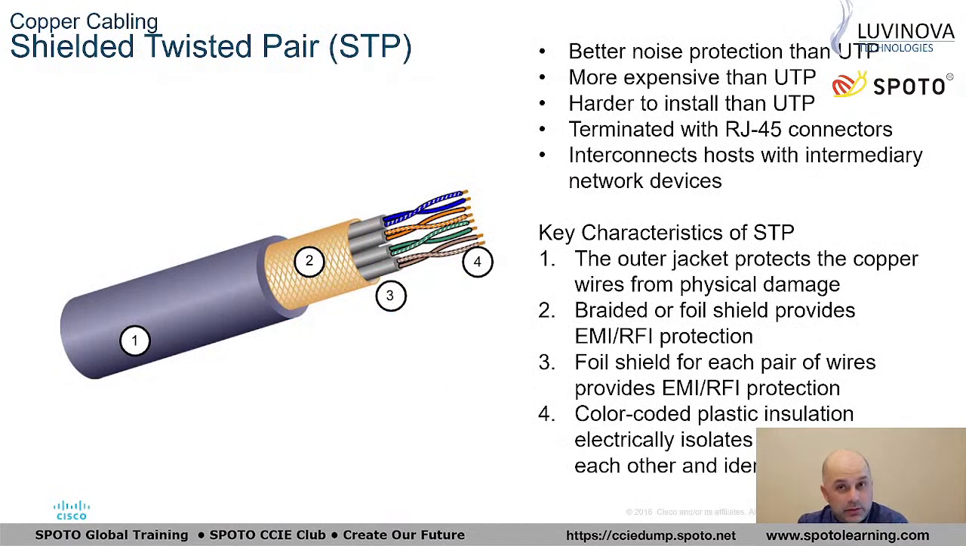Shielded twisted pair, as I already mentioned, has a braided foil shield that provides EMI and RFI protection, what we call a fence or Faraday cage, with the same principle. We have an internal foil shield on each pair, which also provides that protection. Then we have color-coded plastic insulation, which electrically isolates the wires from each other. And at the end, the cable has an outer jacket, which protects the copper wire from physical damage.